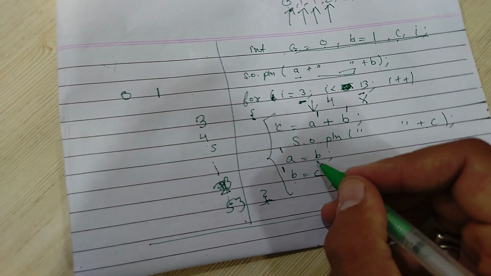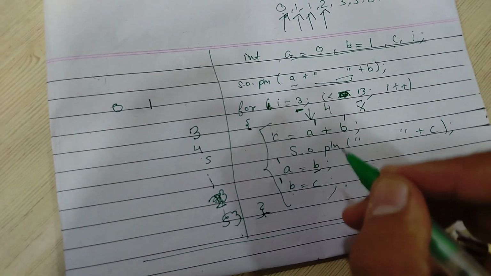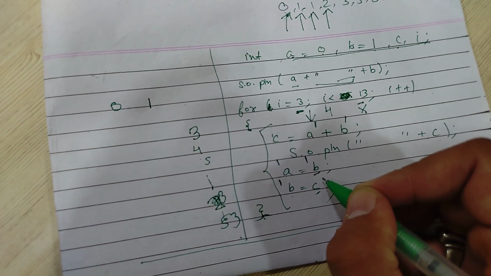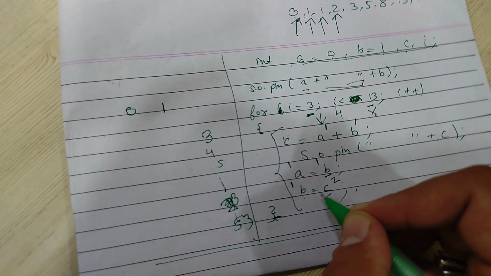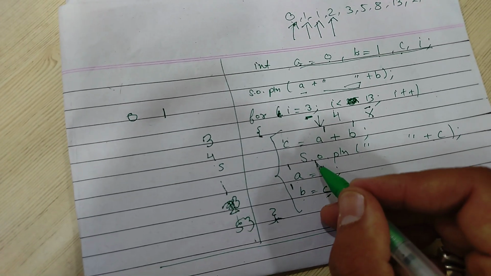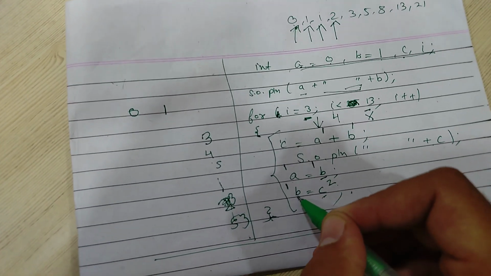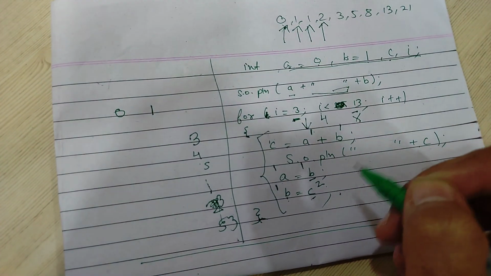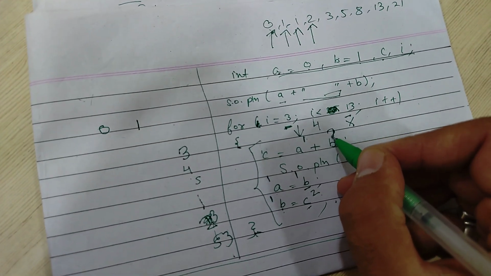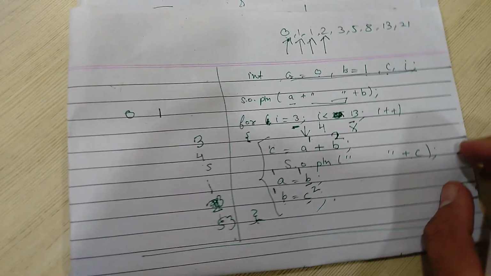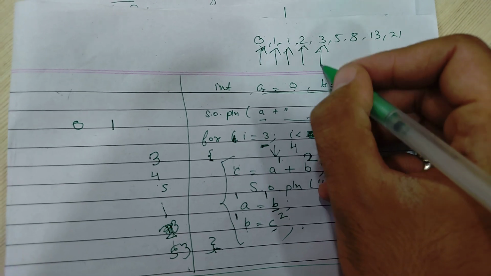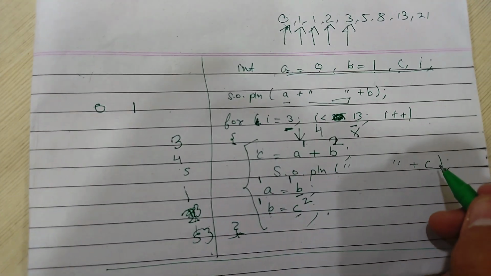Now we will come here, as we know that the value of B was 1, and the value of C was 2, right? So the new values of A and B will become: A will become 1 and B will become 2. Again this loop will run. So A was 1 only, and B was 2. Now what is 2 plus 1? That is 3. So 3 will be printed.